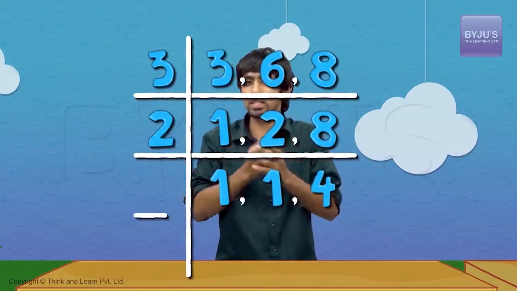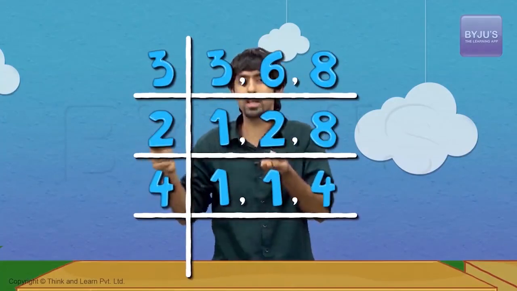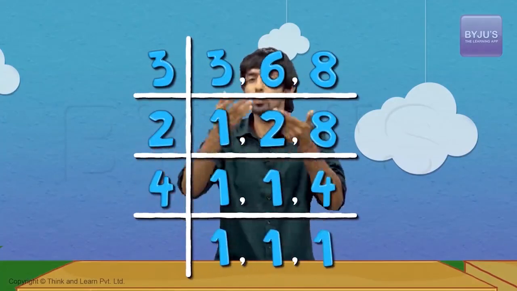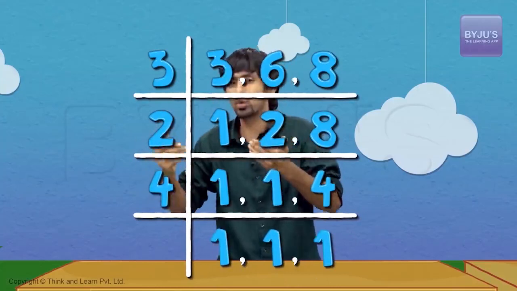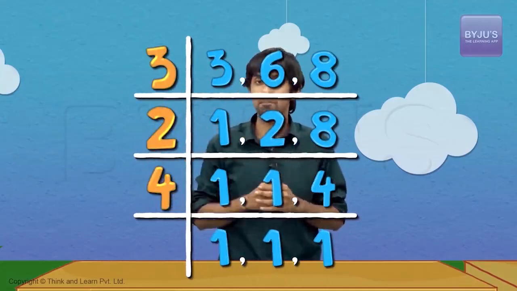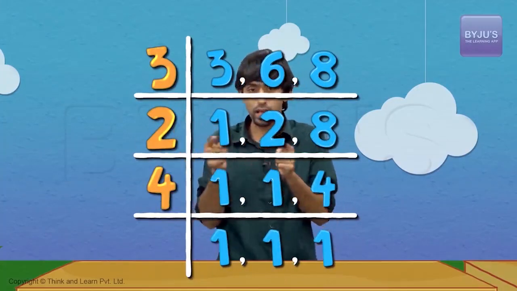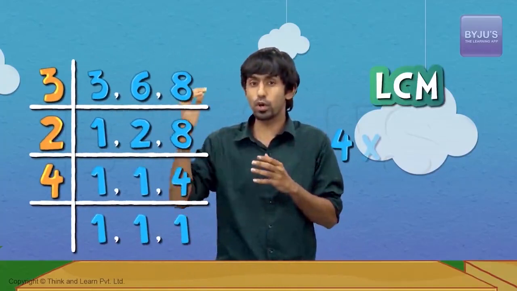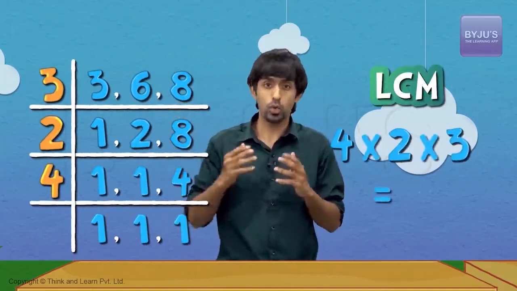So you can now be a little lazy. You can just divide by 4 once and write 1, 1, 1, because you know that you can write 2 once and then 2 once more. So you can just write 4. So you have 4, 2 and 3 in your LCM and everything has become 1. So 4 into 2 is 8, 8 into 3 is 24.